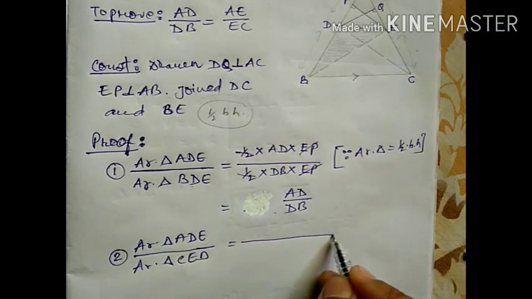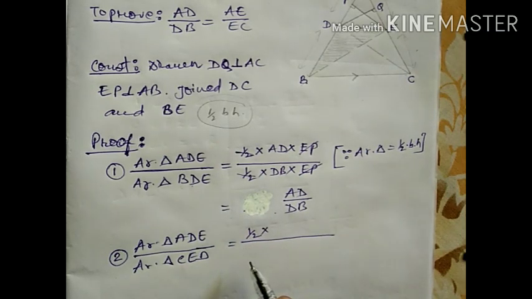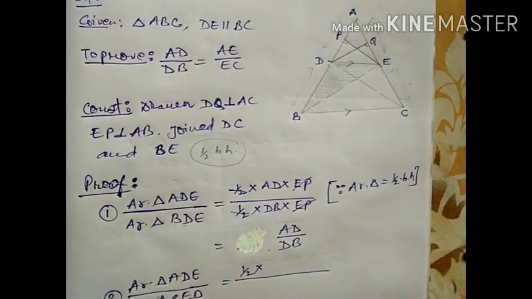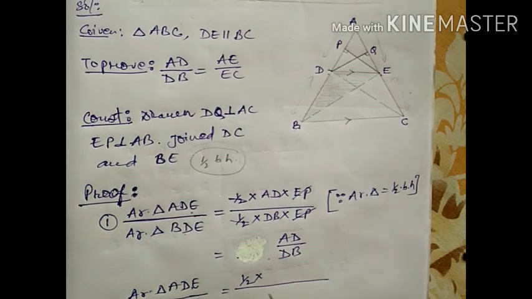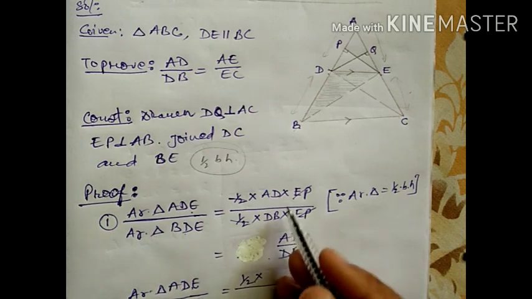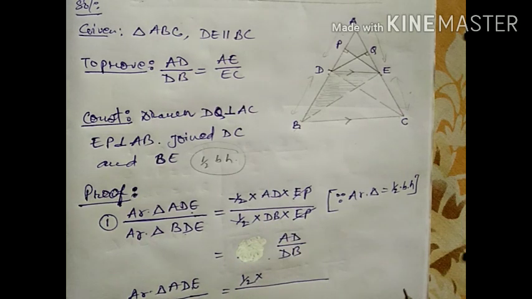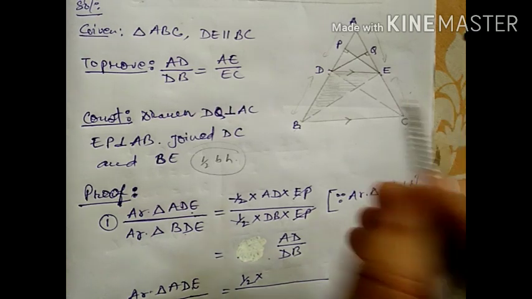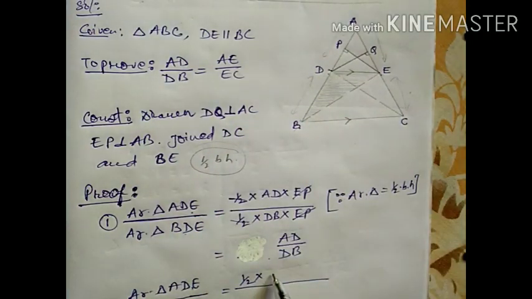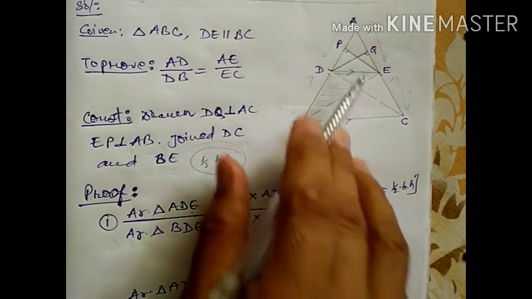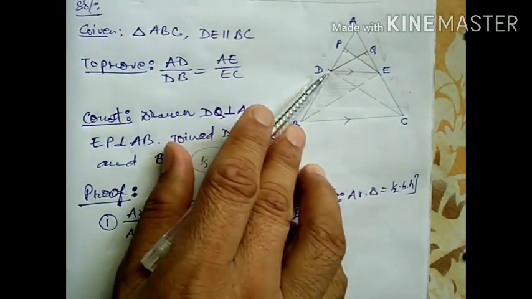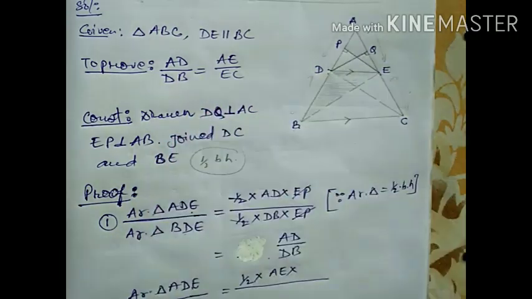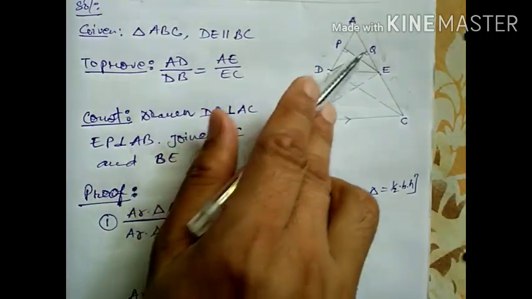equals to, again the formula we will use, half into base into height. Half into base into height for the triangle ADE, same like before, but the base and height will change this time. The formula will not change. The formula will be half into base into height. So let's take the base. Base is AE, and the height. On this base AE, you have perpendicular DQ. So DQ will be the height. So half into base into height.